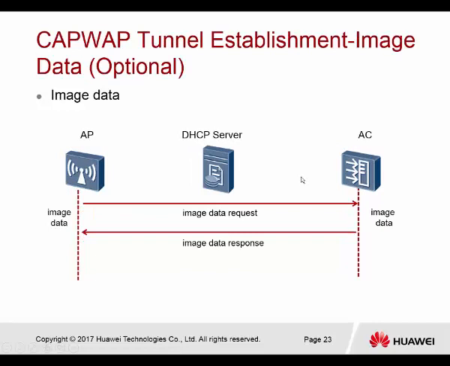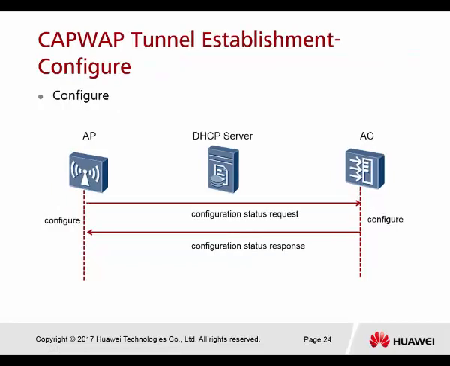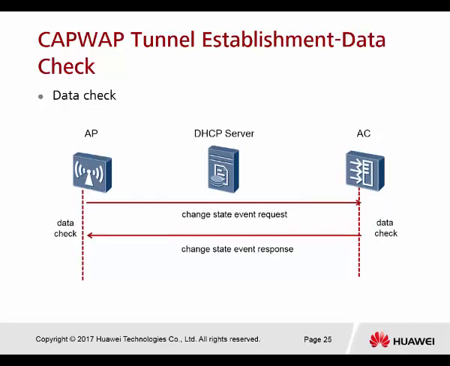Then finally, now they can start sharing the image data information. The controller can use the configuration status to share the information between the AP and the AC. For the data check, the AP will periodically send the change event request. This is how the AC receives all the information and also the log.